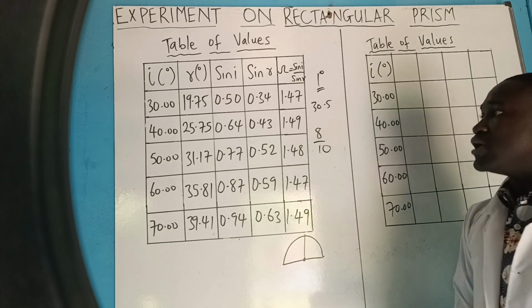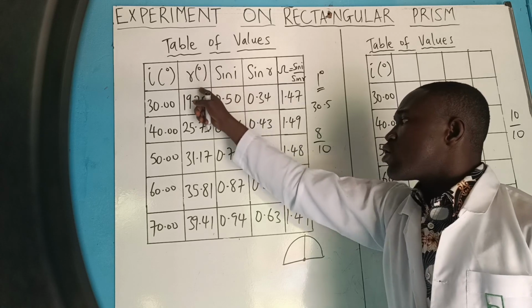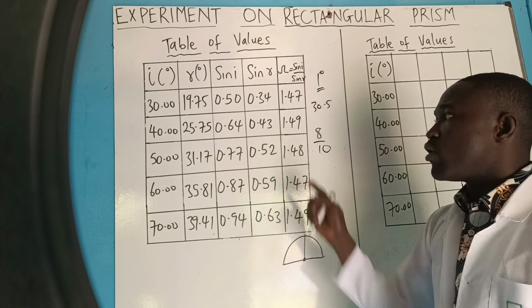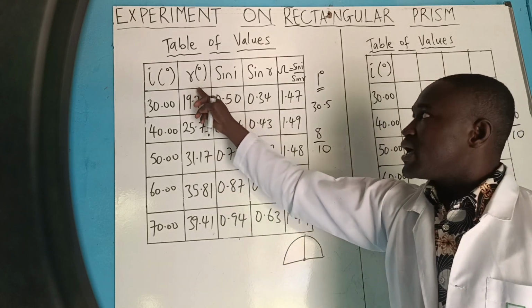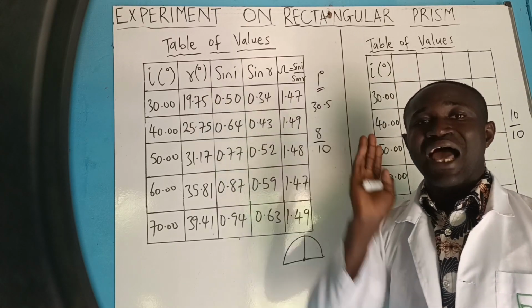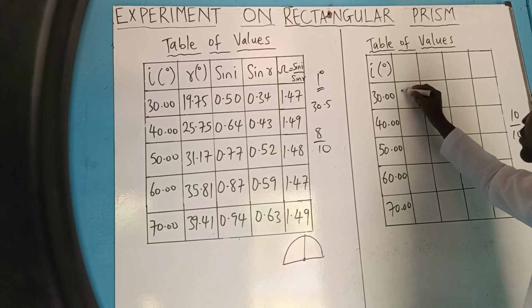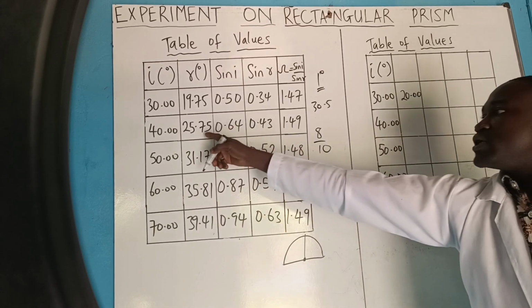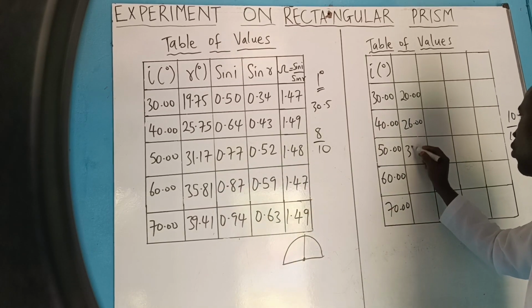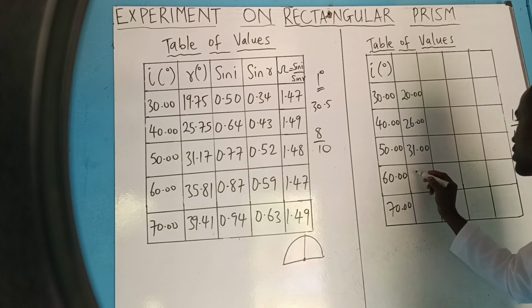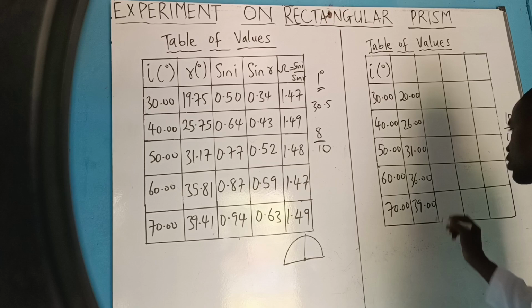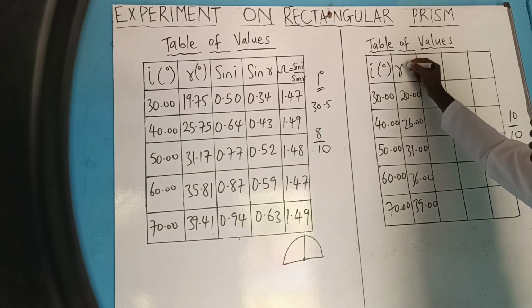Are you getting it? That means this R, the angle of refraction, shouldn't have a decimal point. This is why they will not give 10 over 10 to that person. So you have to approximate to the nearest angles. If I approximate this, I'll be having 20.00. Approximate this, I'll be getting 26.00. Approximate this, I will be getting 31.00. Approximate this, 36.00. Approximate this, 39.00. So I am getting it in the nearest degrees.